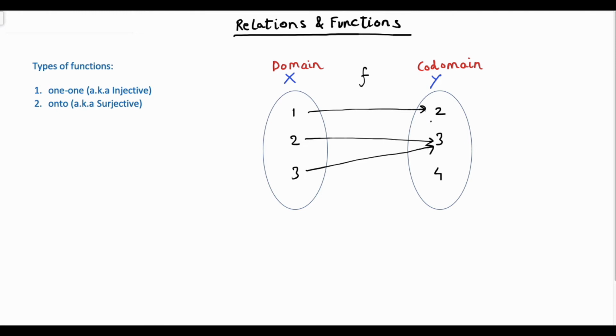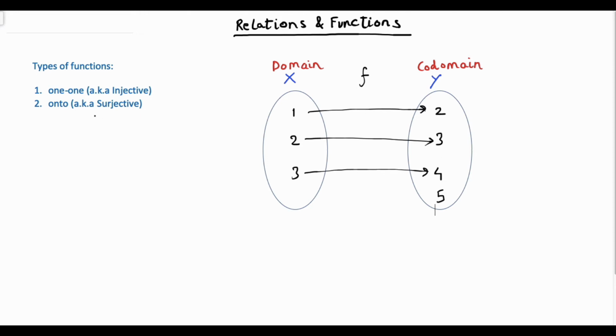I said that for a function to be 1, 1, every element of the codomain Y can have at most one connection. If instead of this connection 3 was mapped to 4, then this function can be called 1, 1 because every element of Y has at most one connection. If there was another element in Y, 5, still this is a 1, 1 function because 5 has 0 connections, which is less than 1, and every other element has one connection.